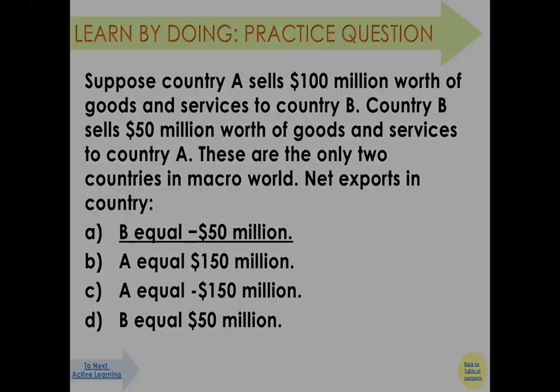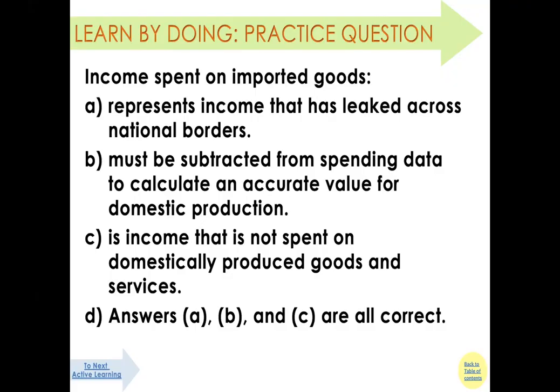Okay. Now, I believe this is the last one. A: income spent on imported goods represents income that has leaked across the national border. This is correct. B: it must be subtracted from spending data to calculate an accurate value for domestic production. Yes, it's also correct. C: it is income that is not spent on domestically produced goods and services. So A, B, and C are all correct. Right? So that's how we understand export and import.